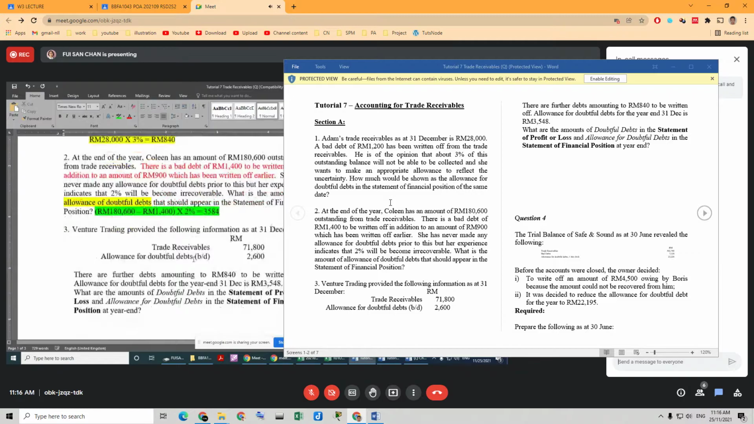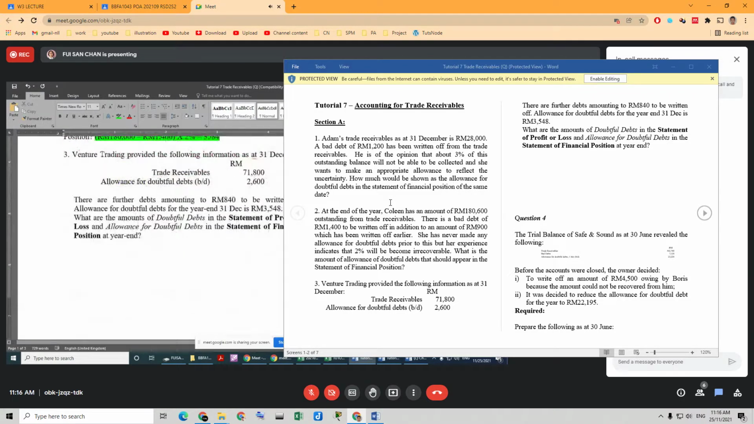Okay, how about number 3? Venture Trading provided the following information as at 31st December. So you have trade receivable this much, allowance for doubtful debt BD. BD means this is actually an opening balance, right? Yes, this is the opening balance. There are further debts amounting to 840 to be written off. You see the words to be written off, meaning already deducted from trade receivable? Already or not?